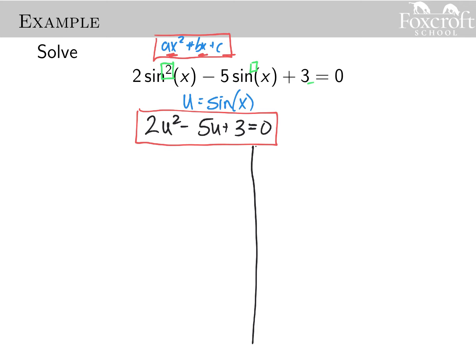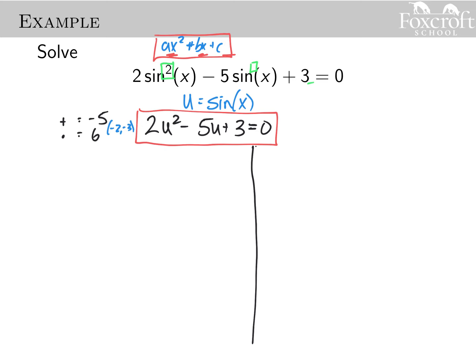If we want to factor this, we need to find two numbers, and I don't want to use a and c. I want two numbers that add together to give -5, and multiply to give 2 times 3, which is 6. So there are two numbers that multiply to 6 and add together to give -5. It's going to be -2 and -3.